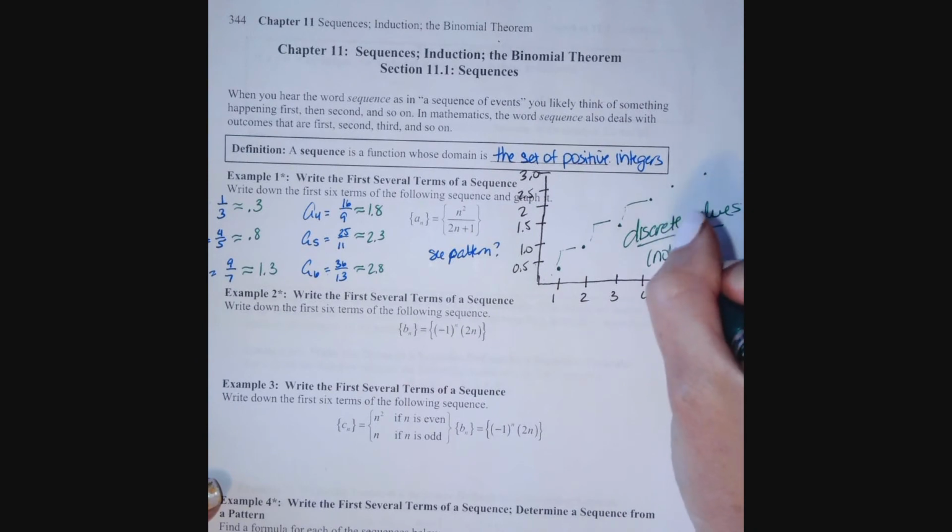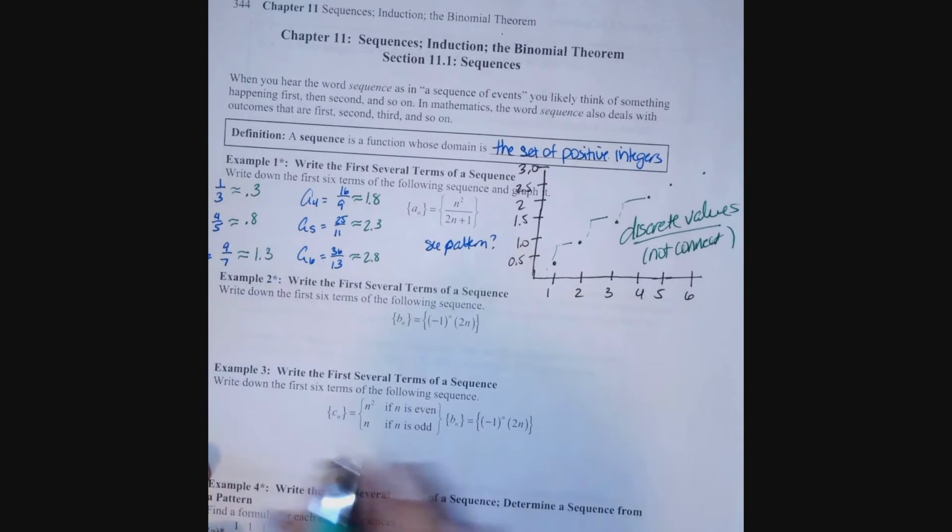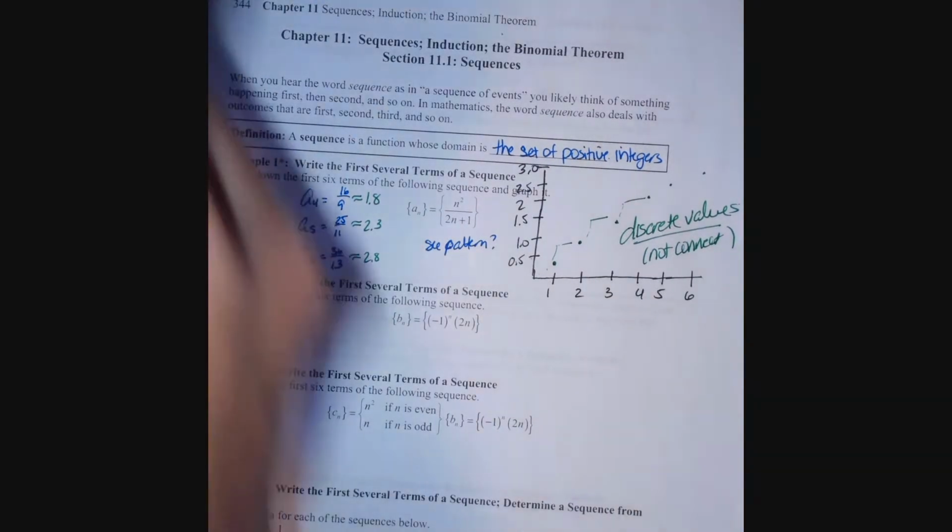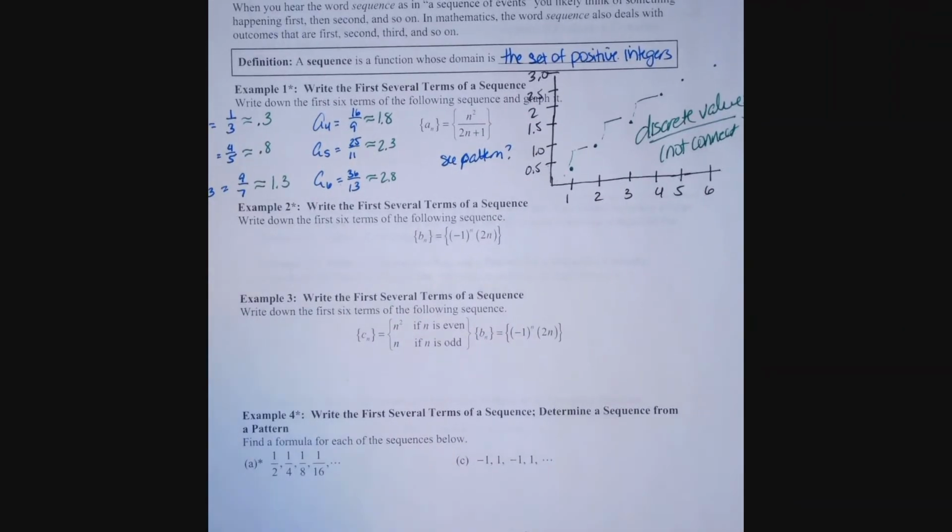So we are not going to connect the points on the graph. It's not continuous, it's discrete. Okay, let's look at number 2. Write down the first several terms. Again, we're asked to give the first 6 terms of our sequence.